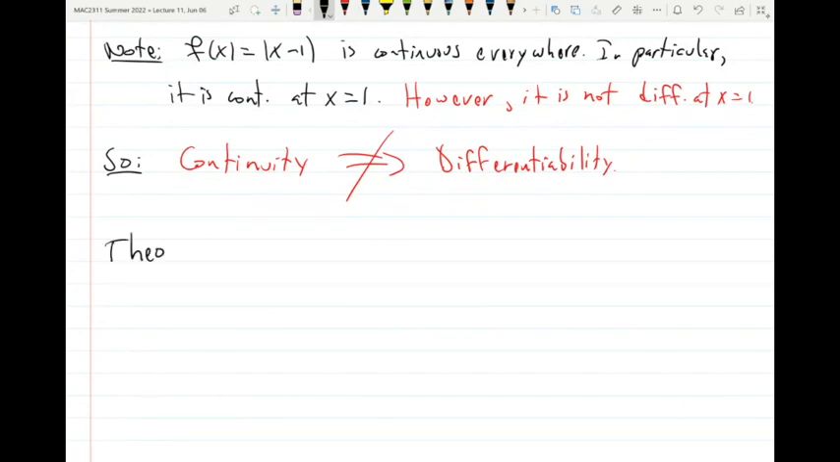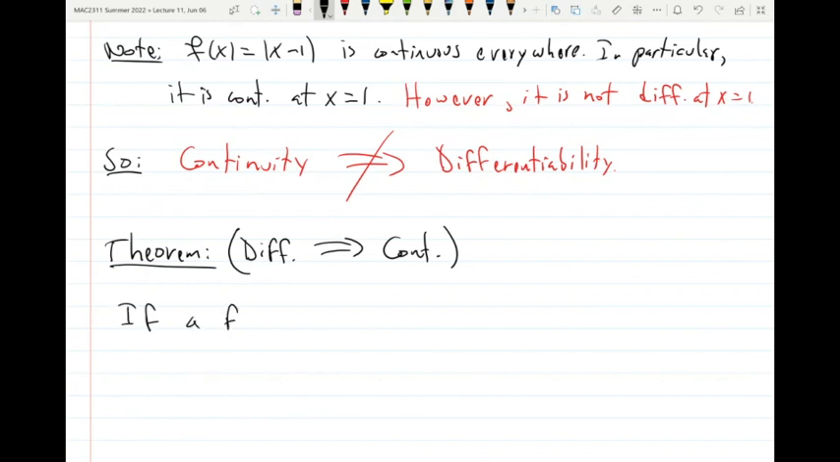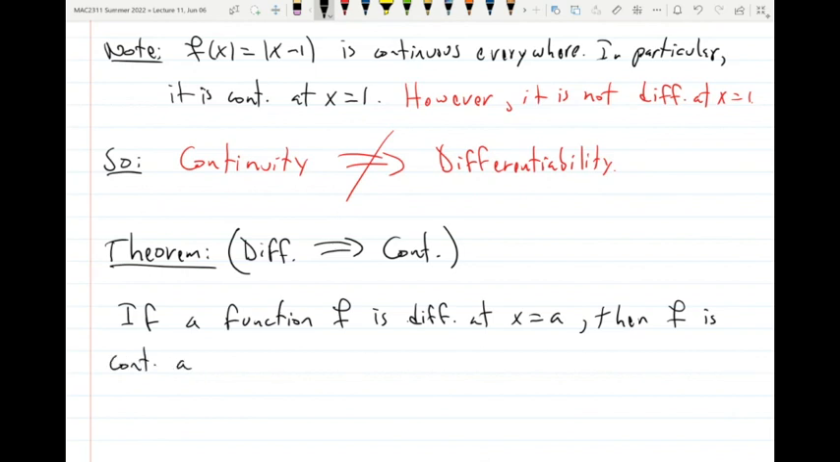So theorem, the theorem is the other way, that differentiability implies continuity. Okay? So if a function f is differentiable at a point x equal a, then f is continuous at x equal a. Okay? So let's prove this theorem to see why this is the case.